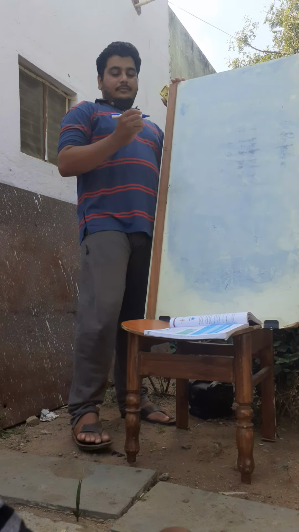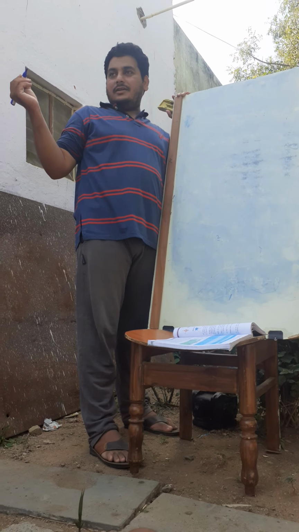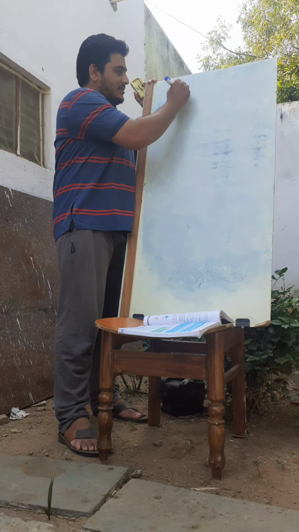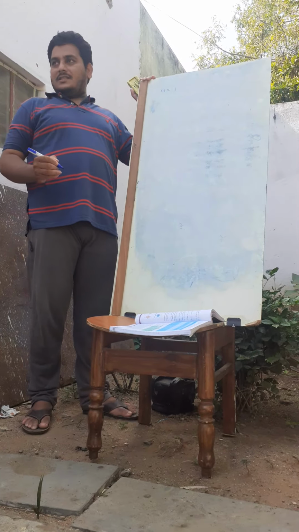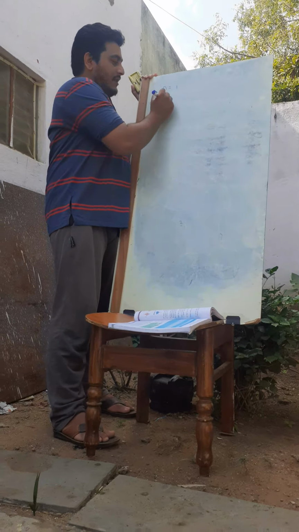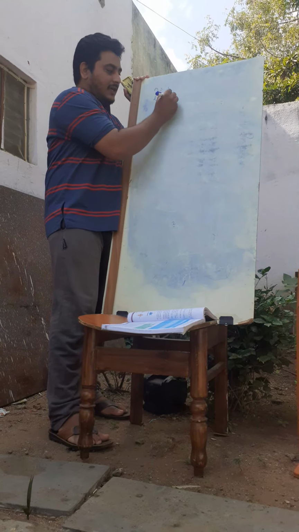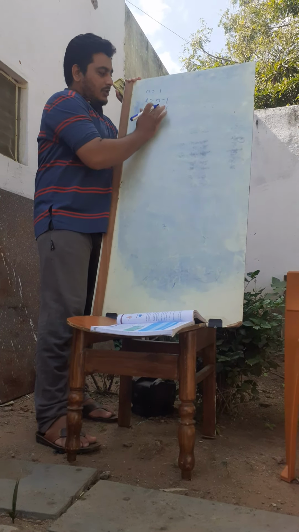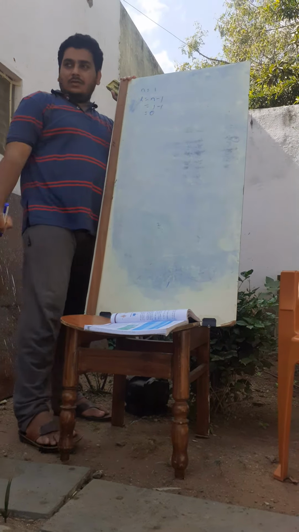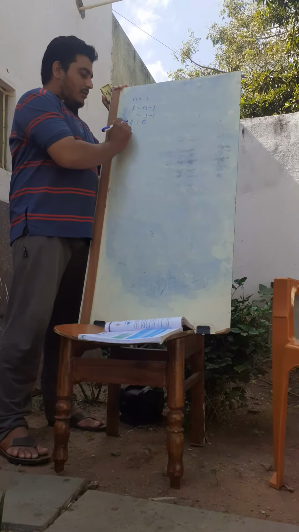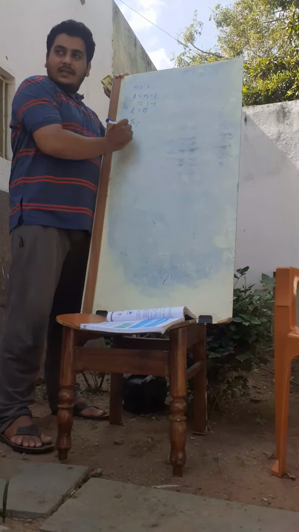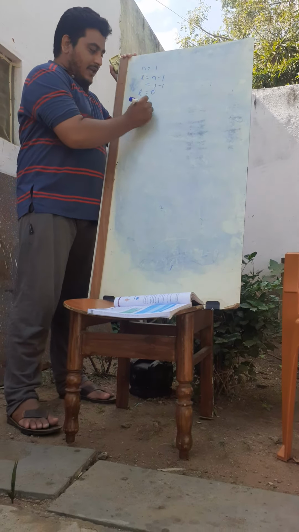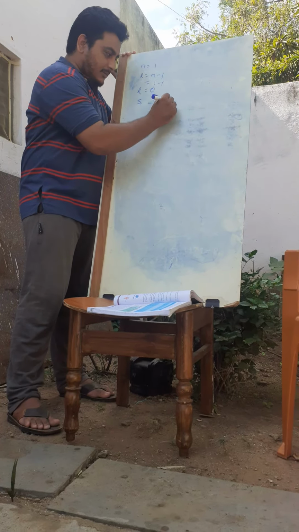See, for example, what are the things which will come in the exam that we are seeing? For example, n value is 1. When n value is 1, L is equal to n minus 1, which is 1 minus 1, which is equal to 0. When L is equal to 0, which orbital do you get? We get an s orbital, which is nothing but a 1s orbital.